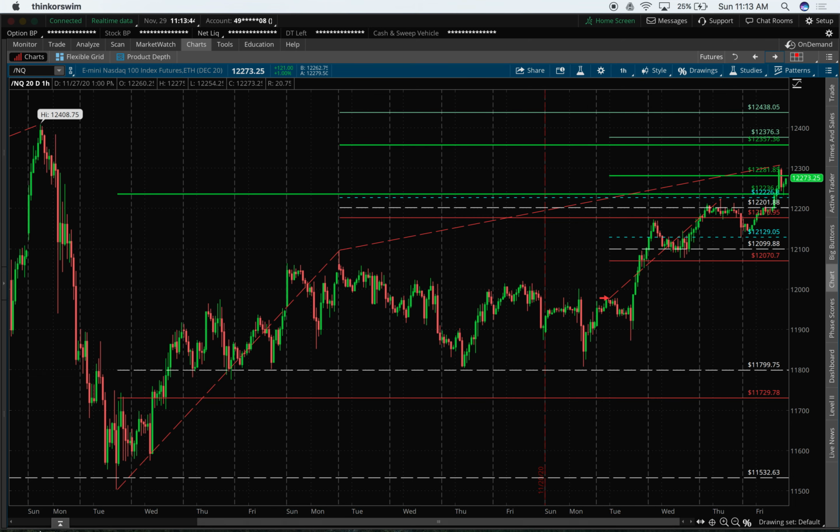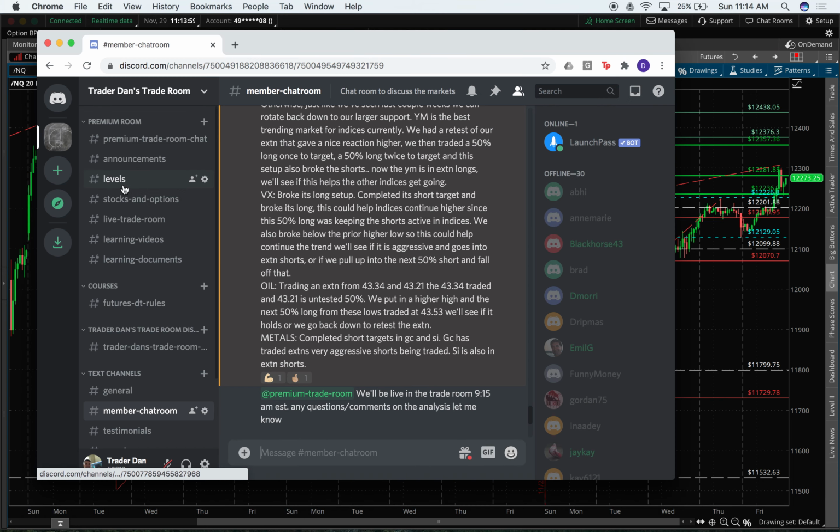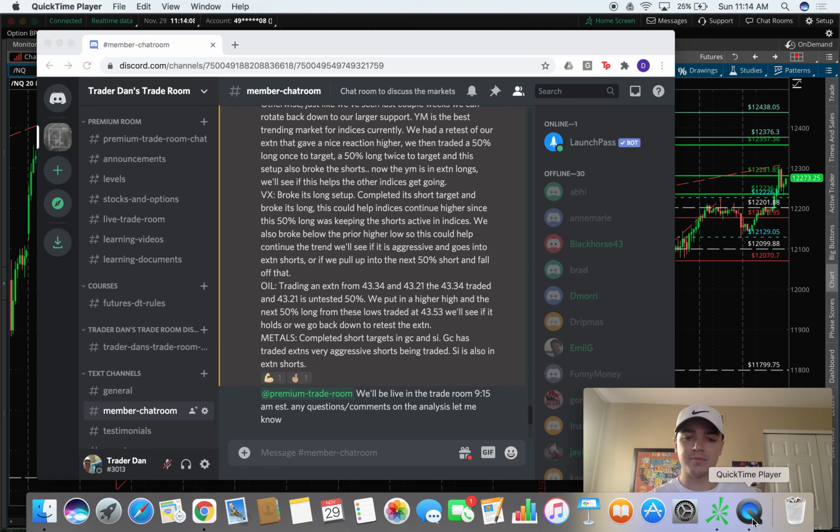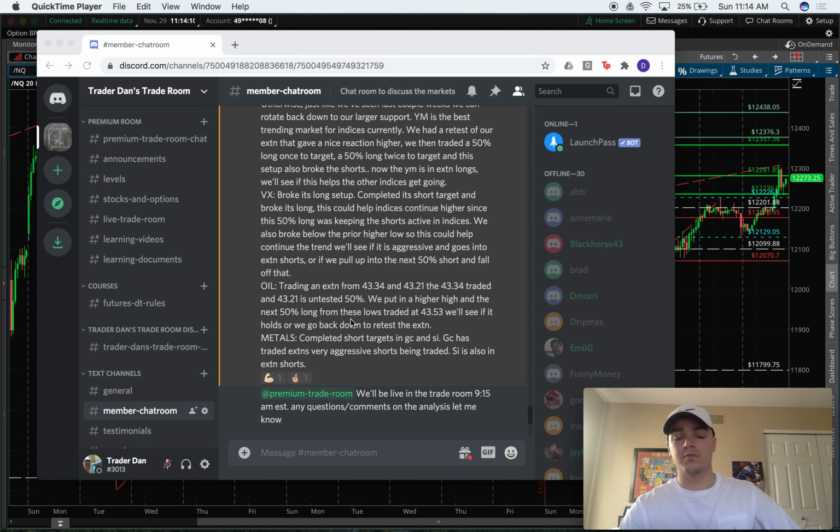And so I send this exact grid. It covers the S&P, the Nasdaq, the Dow Jones, the VIX, crude oil, and gold or silver. I include that every morning. It gets sent to the levels channel that we have right here, and people can open that link in Thinkorswim, and they have the same levels that I'm currently looking at as we go through the day essentially.